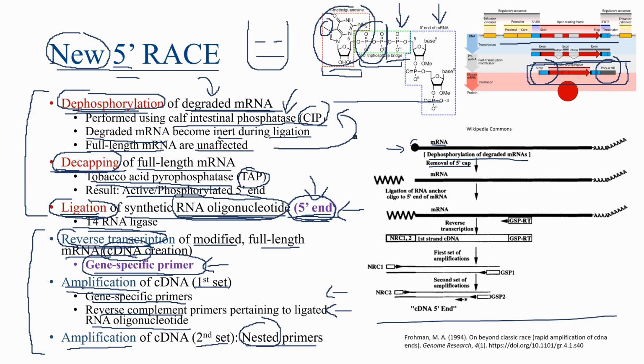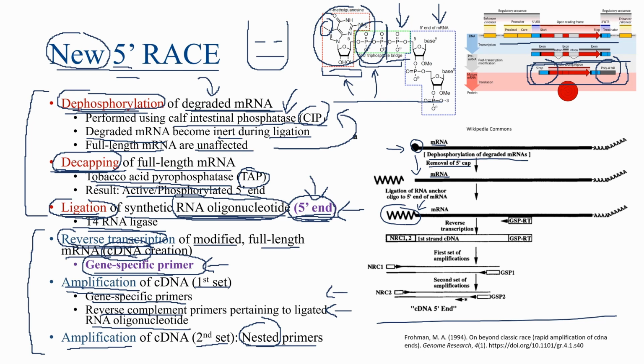After you remove the 5' cap, this is the 5' cap basically, and you can see here that it has been removed, you have a messenger RNA without a 5' cap, meaning you have a messenger RNA with the pyrophosphate here as well as the 7-methylguanosine cap removed. You will then perform the ligation step of the synthetic RNA oligonucleotide to the 5' end. So you can see here that this right here is the RNA oligonucleotide, and it has been ligated to the 5' end of your full-length messenger RNA.